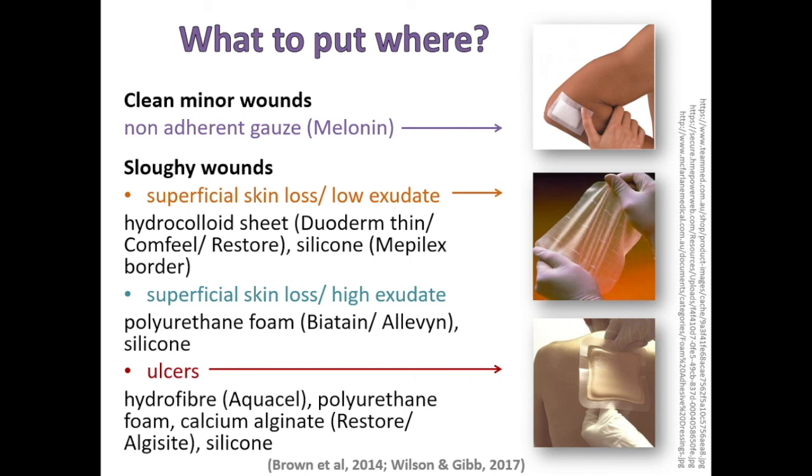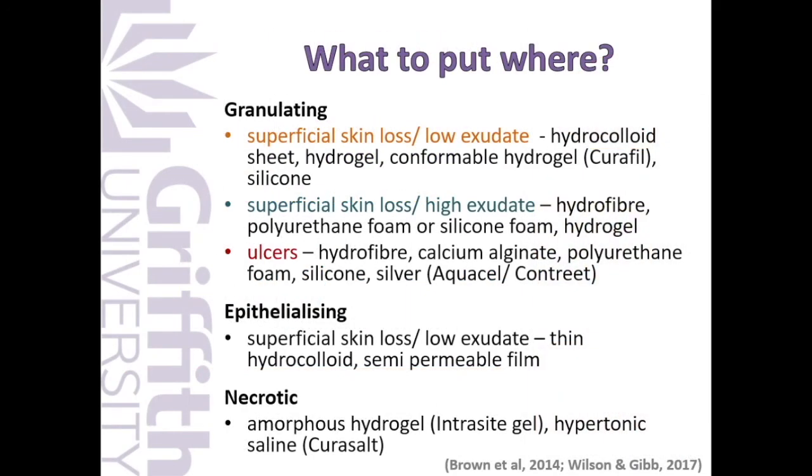So two wounds, for example, with superficial skin loss, may actually need very different dressings depending on the amount of exudate. And this goes to show why our wound assessment is so important. Again, we have some examples of different wounds and different dressings.